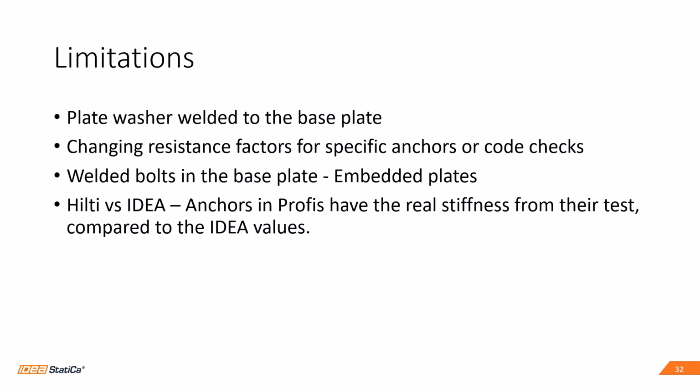Changing resistance factors for specific anchors or code checks is not allowed. So we are using just one factor for anchors, one reduction factor for tension and one reduction factor for shear. So that can be a drawback for some calculations where the code uses one factor for tension in one code check and another factor for tension in another code check. So you cannot specify different factors for the different anchors, okay? But you can modify those in the code setup if needed, okay?